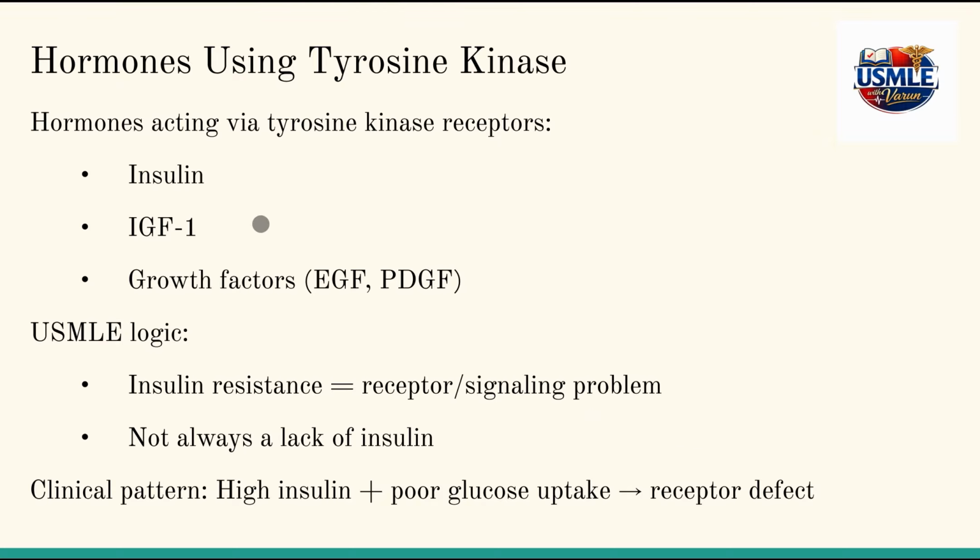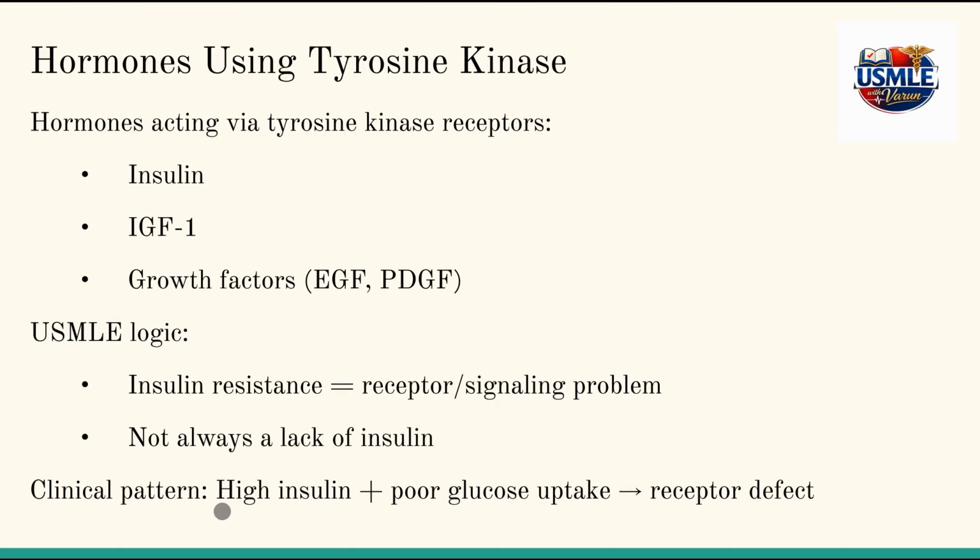So, hormones using tyrosine kinase include insulin, insulin-like growth factor 1, and growth factors like EGF and PDGF. All these act through tyrosine kinase receptors. Insulin resistance often reflects a receptor or signaling problem. Diabetes is not always because of lack of insulin. It might also occur due to insulin resistance at the receptor level or the signaling pathway level.